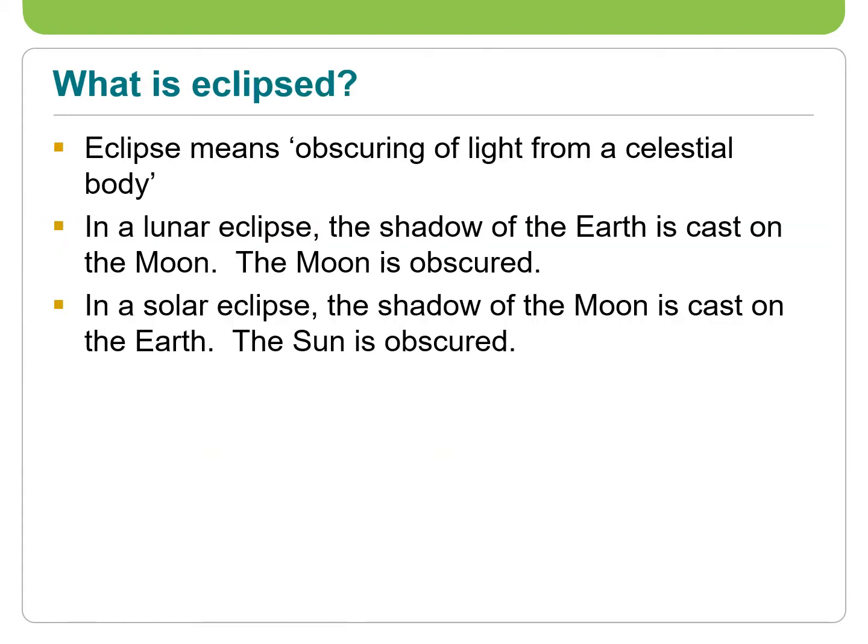Eclipse means obscuring the light from a celestial body. In a lunar eclipse, the shadow of the earth is cast on the moon. The moon is obscured. In a solar eclipse, the shadow of the moon is cast on the earth. The sun is obscured. The name is always the object that is being eclipsed.